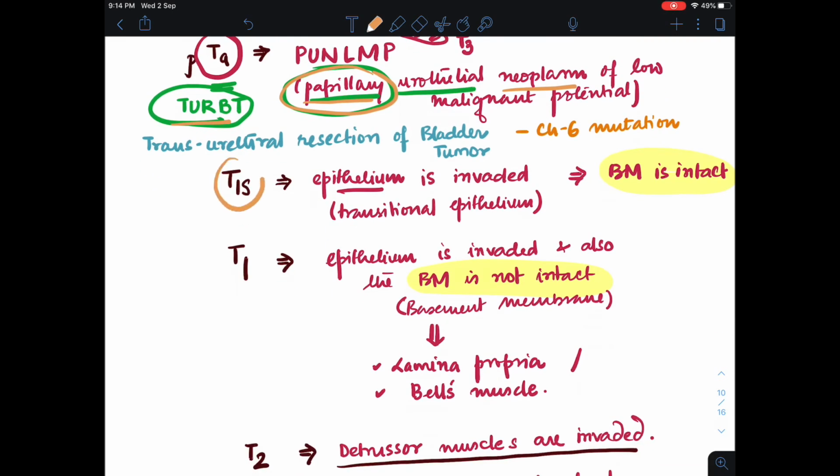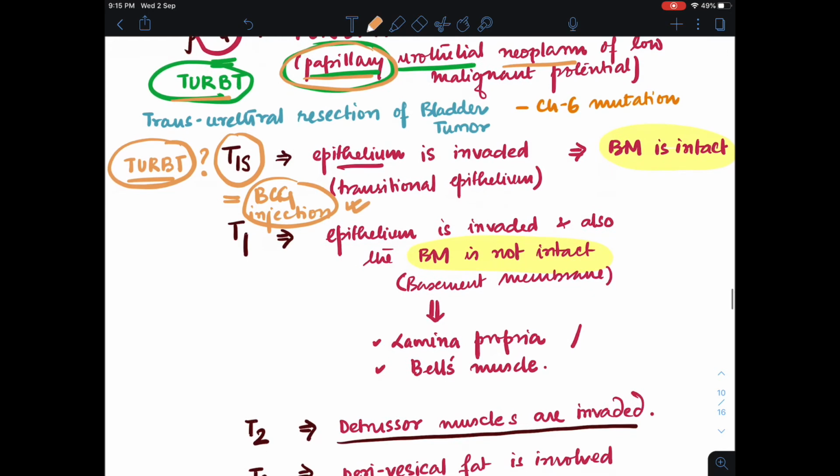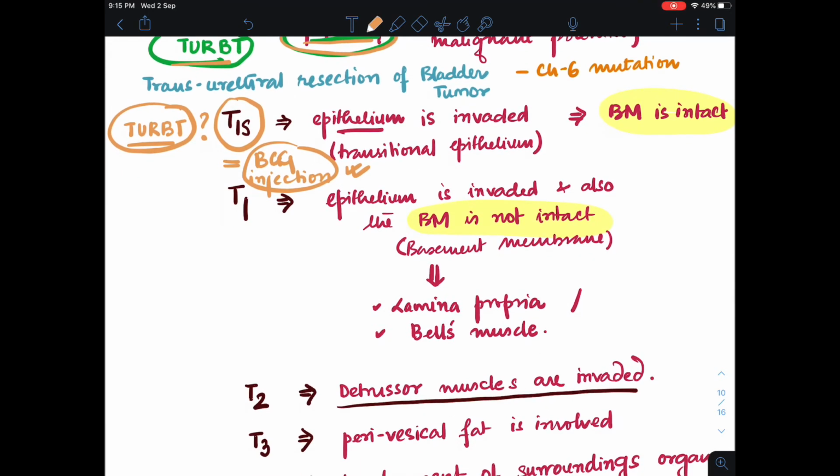For TIS, that is, the carcinoma in situ, the epithelium is invaded, so if the TURBT procedure is done, we have to remove up to the basement membrane. But the first option is a BCG injection. The importance of BCG injection and its mechanism of action will be discussed in another video. So the first option is BCG injection. If it's not contained, we go for a TURBT.